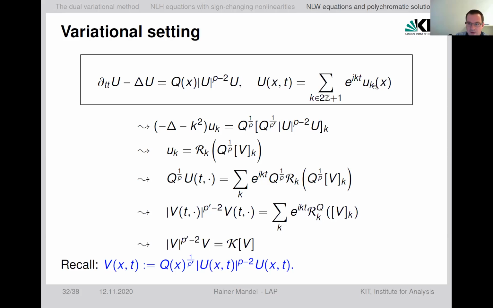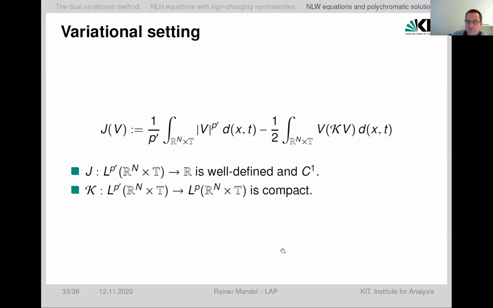So we plug in the polychromatic ansatz and obtain a dual variational formulation for this function here, which depends now on x and t. So this is the difference here. So we have a functional, and what we check is that it is well defined in C1. This operator here is compact. So once this is checked, you can apply the symmetric mountain pass theorem, and you're essentially done.